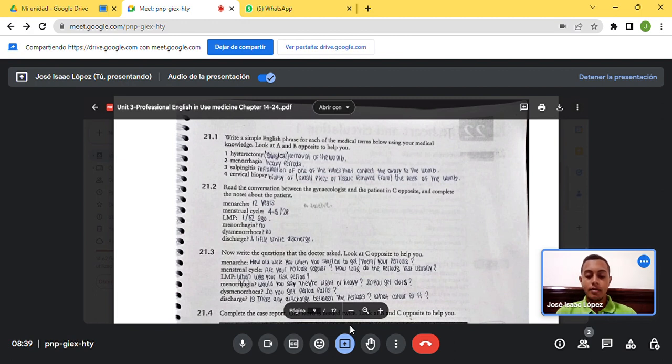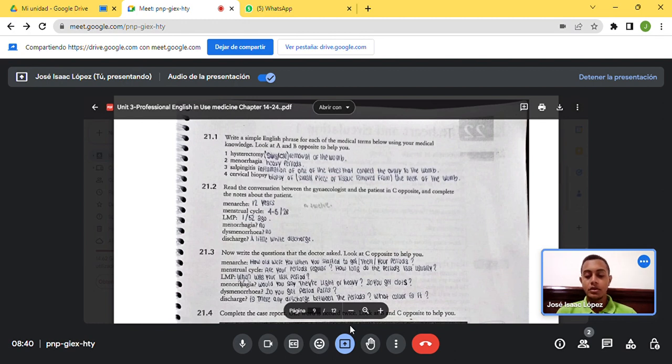Next, menorrhea. Will you say they are light or heavy? O sea, son ligeros o son pesados. Will you say they are light or heavy? Next, do you get clots? O sea, tienes coágulos durante el periodo.